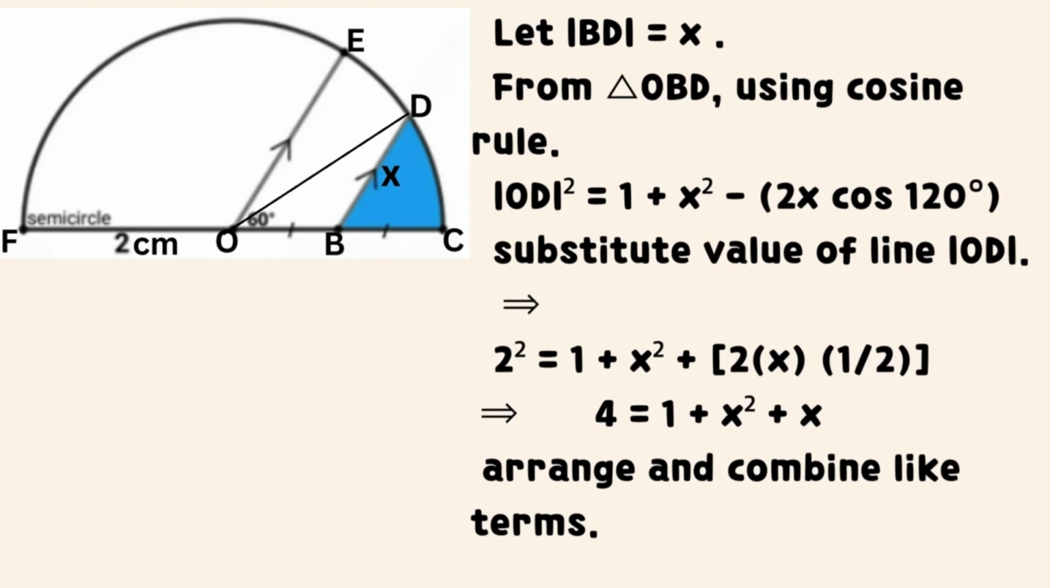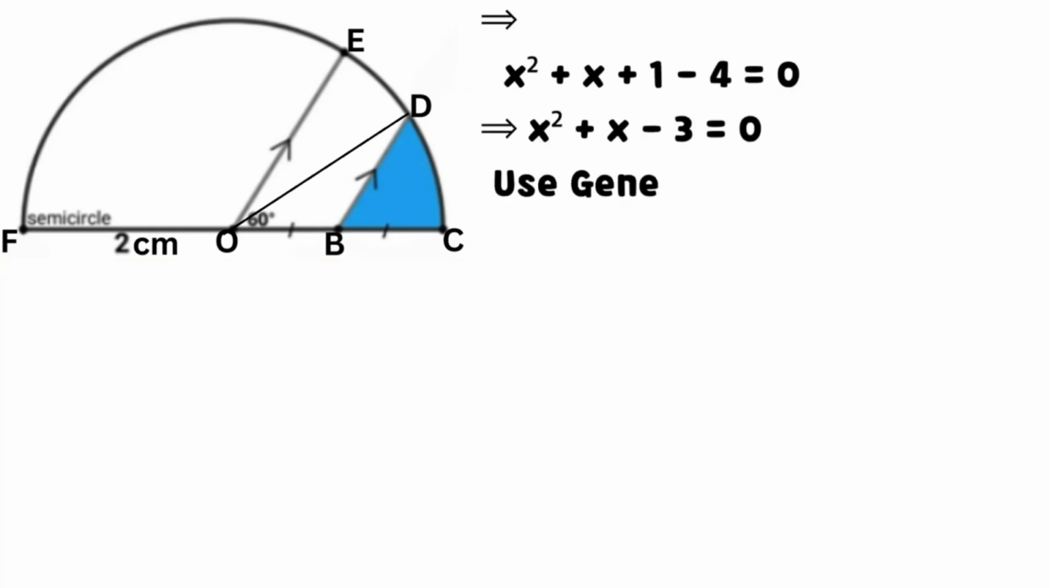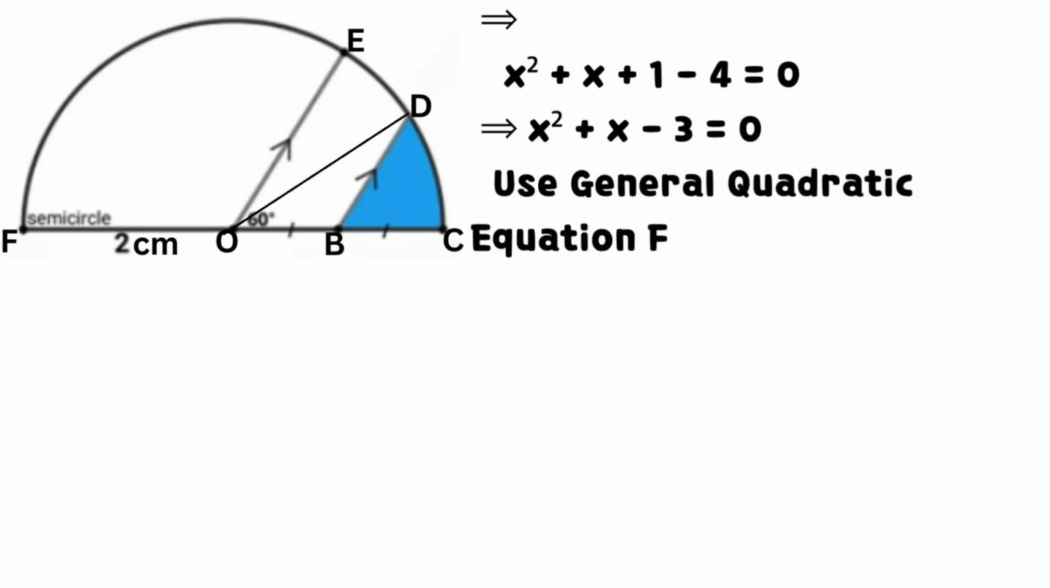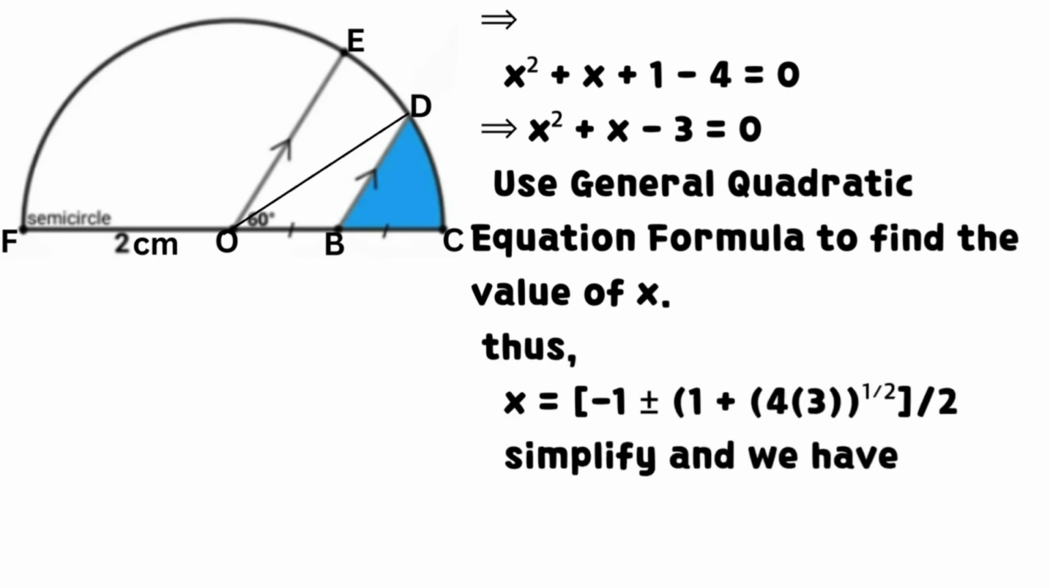Arrange terms on one side of the equation and combine like terms. It implies that the sum of the square of x, x, and negative 3 equals 0. Use the general quadratic equation formula to find the value of x. Thus, x equals negative 1 plus or minus the square root of the sum of 1 and the product of 4 and 3, all divided by 2.